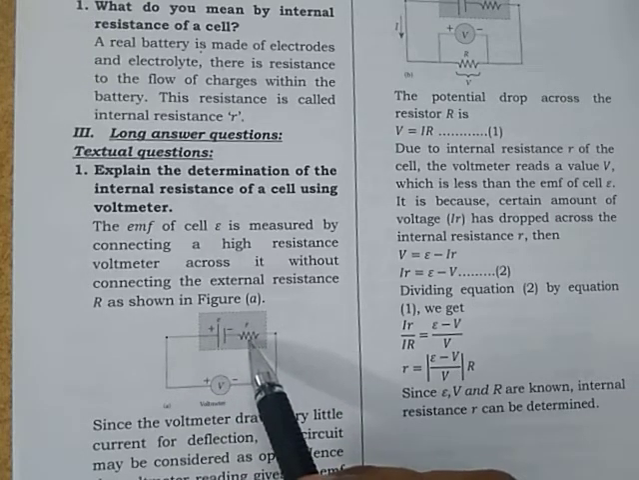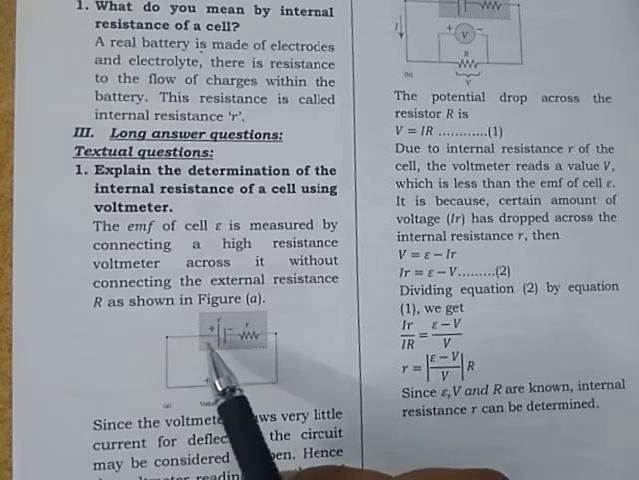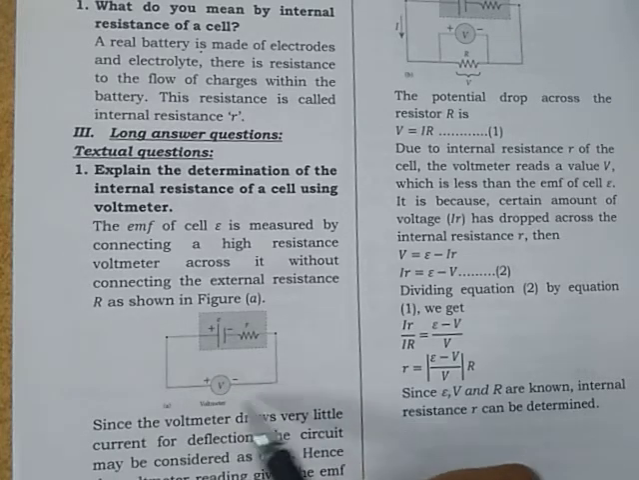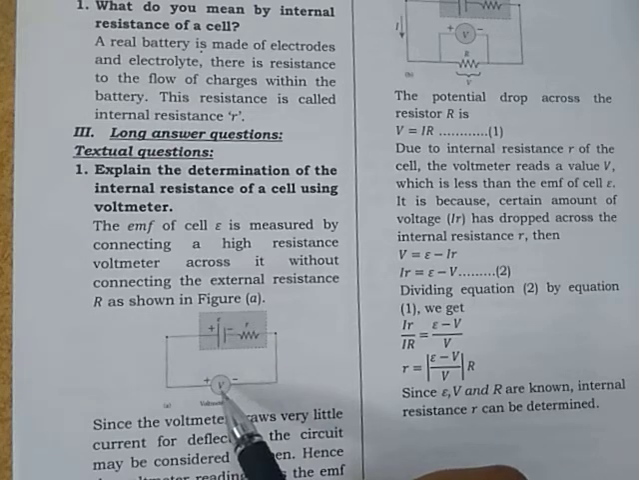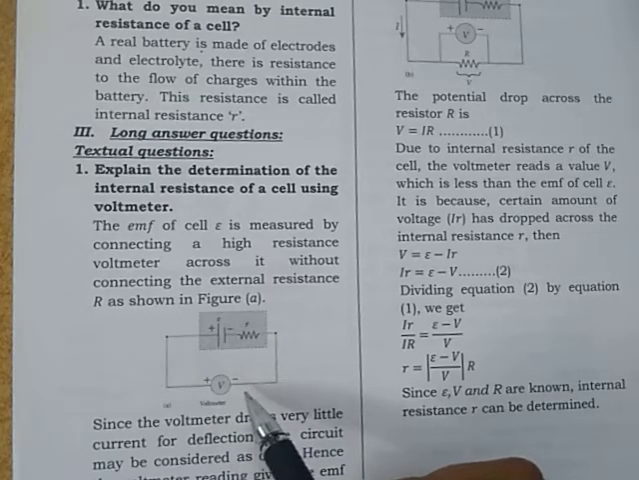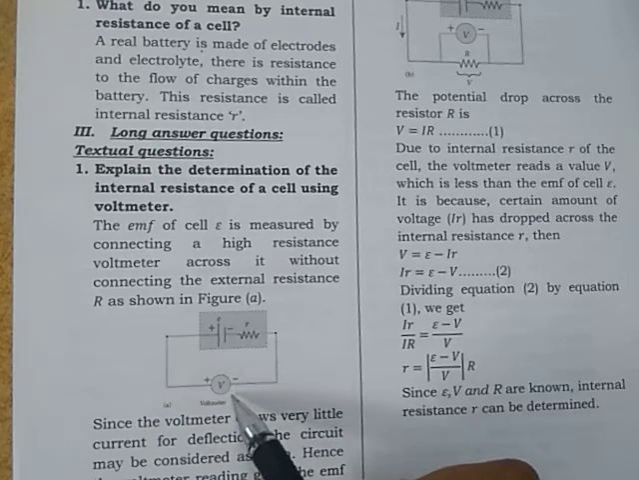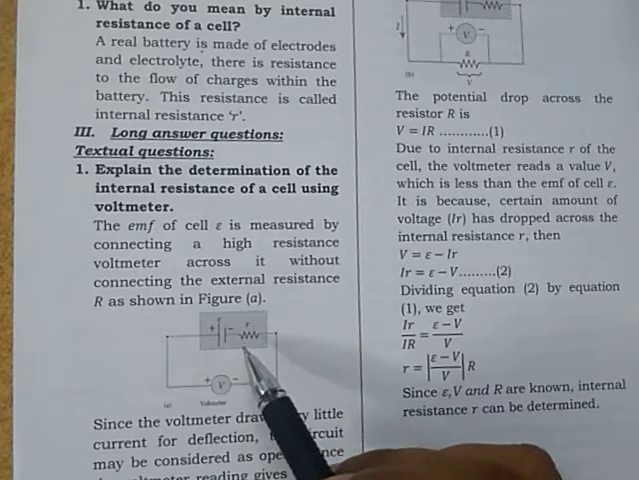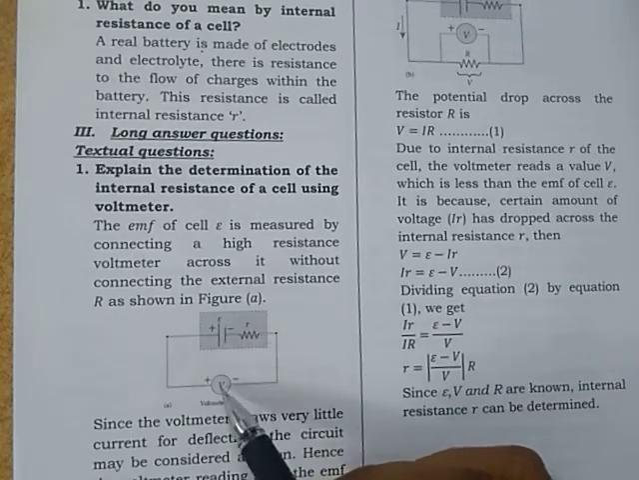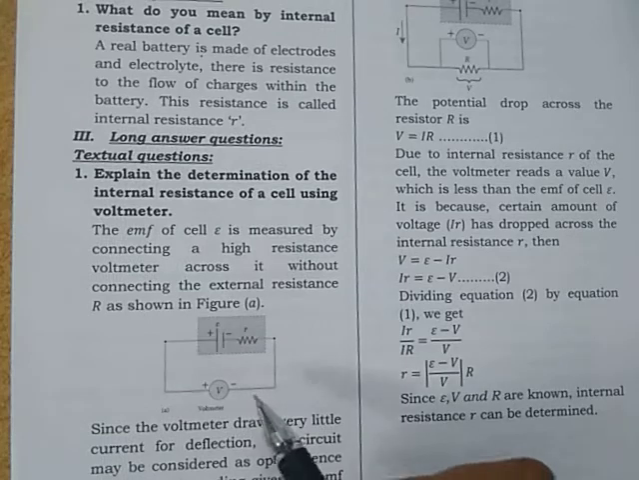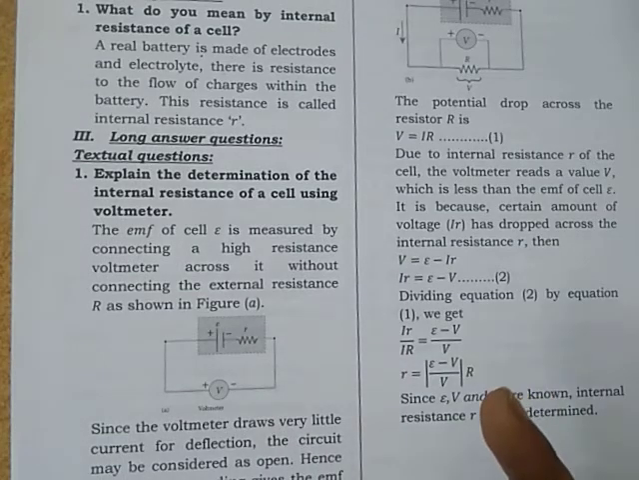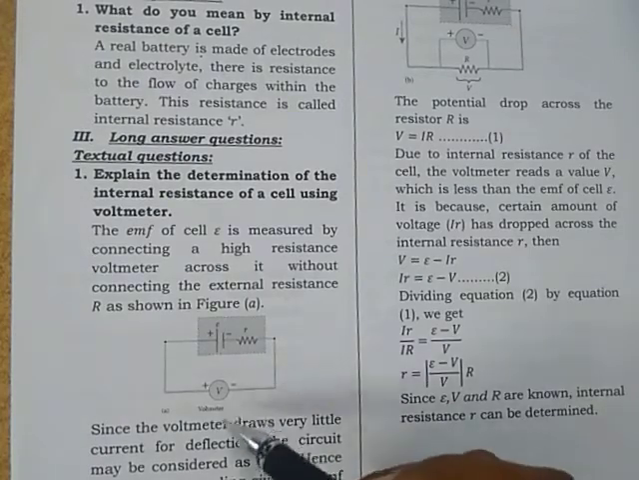The cell is connected with a voltmeter, and a voltmeter is always taken as a high resistance voltmeter. It shows the EMF of the cell. This circuit is known as an open circuit, because the voltmeter does not draw a large amount of current. For deflection it will take a very small or negligible current.